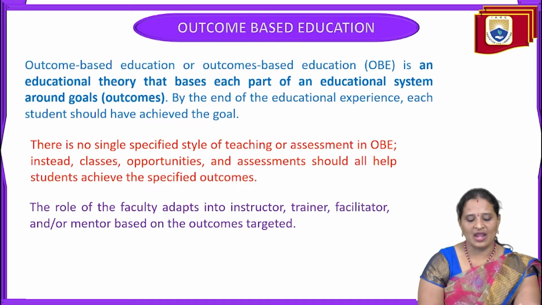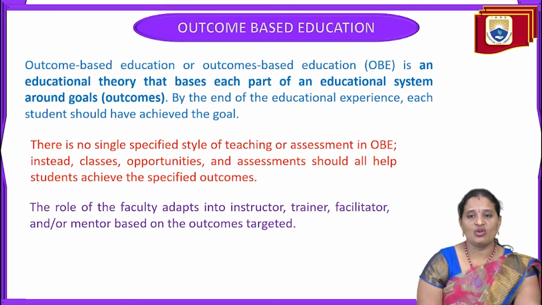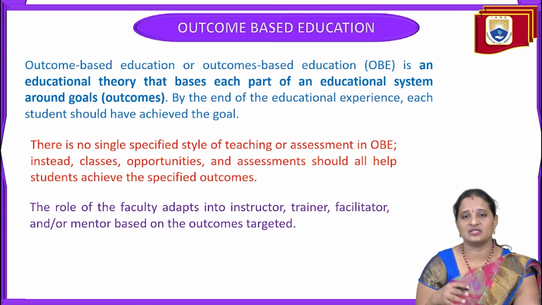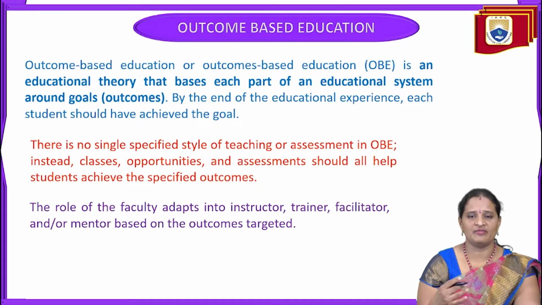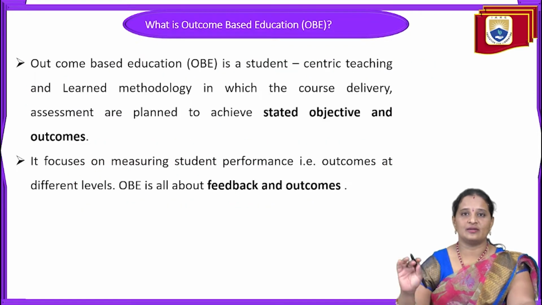So instead, classes, opportunities and assessments should all help students to achieve the specified outcomes. The role of the faculty adapts into instructor, trainer, facilitator and or mentor based on the outcomes targeted. That means the role of a teacher or faculty is not only teaching. It can also vary between different roles like instructor, trainer, facilitator and mentor based on the outcomes targeted.